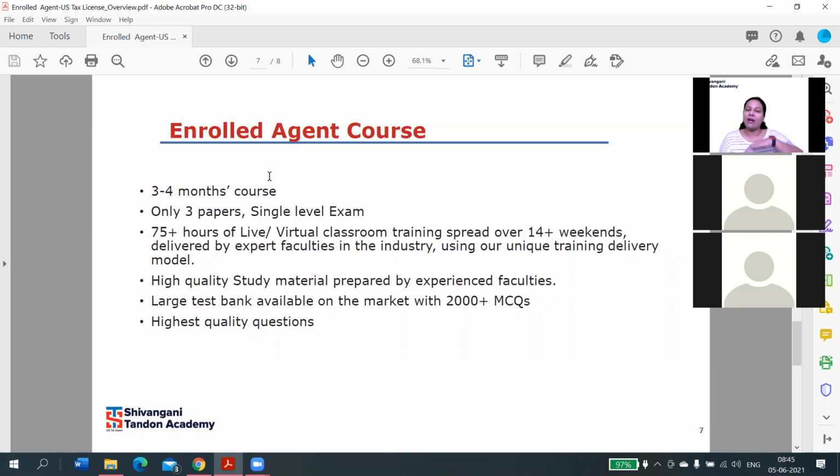Similarly, for every condition, for every topic, on every second page of the book, you will see an example. We have tried our best to put in maximum examples in the book so that anybody can read the book himself and understand. Then we have MCQs in the book itself. After every chapter, you have MCQs. Around 30 to 40 MCQs, based on the complexity of the topic, are included in the book.